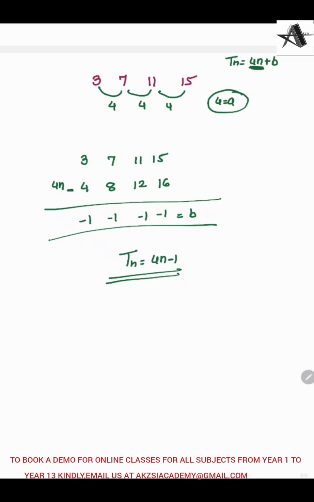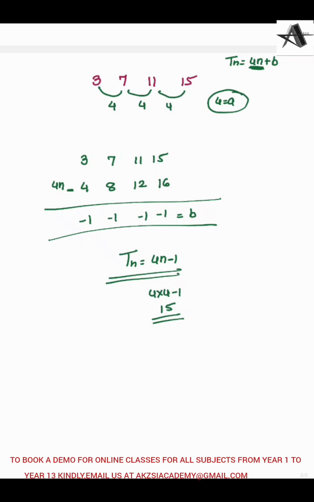You can even check, if you want to calculate the fourth term, it should come out to be 15. So let me put 4. 4 times 4 minus 1, which is 15. So yes, our method is correct. We have calculated the nth term correctly.